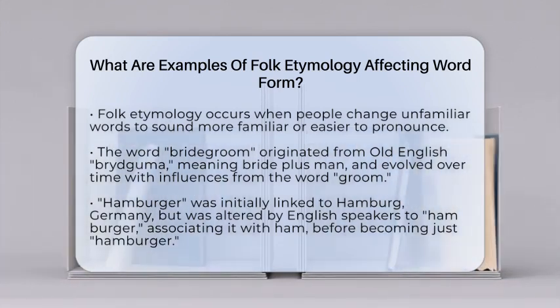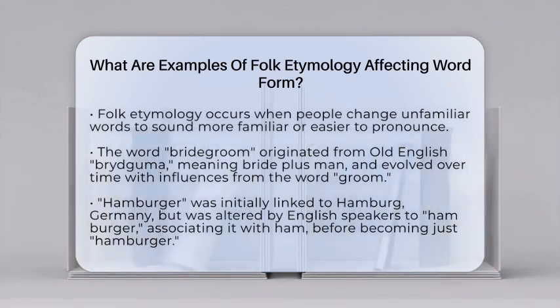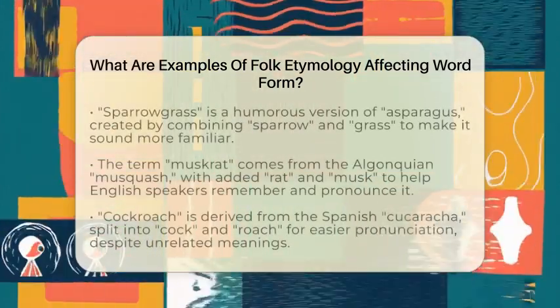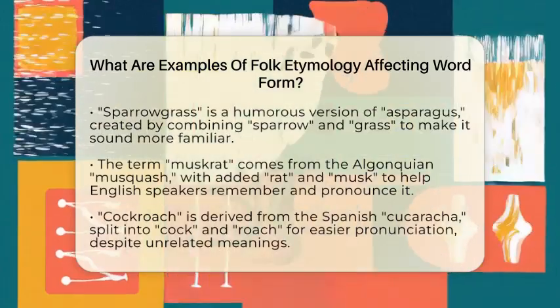Another example is hamburger. It originally referred to someone from Hamburg, a city in Germany. The word was made from Hamburg plus the suffix meaning from. But English speakers saw the word and thought of ham, a type of cured meat. So they started calling it a hamburger, blending the words. Over time, it became just hamburger, shifting the meaning from a person to a tasty sandwich.